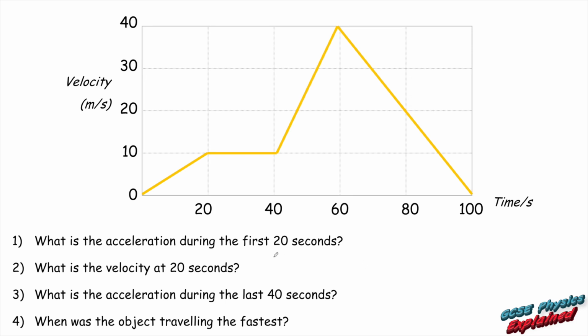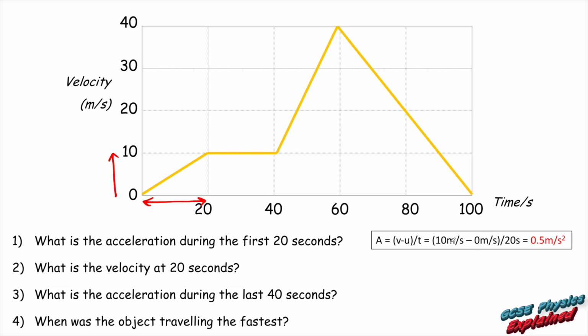Right, here's the answers. So what is the acceleration during the first 20 seconds? Right, well, there's your first 20 seconds. And so from there to there, the velocity went from 0 to 10. So the change in velocity was 10 and it took 20 seconds to do it. So 10 over 20 is half a meter a second squared.